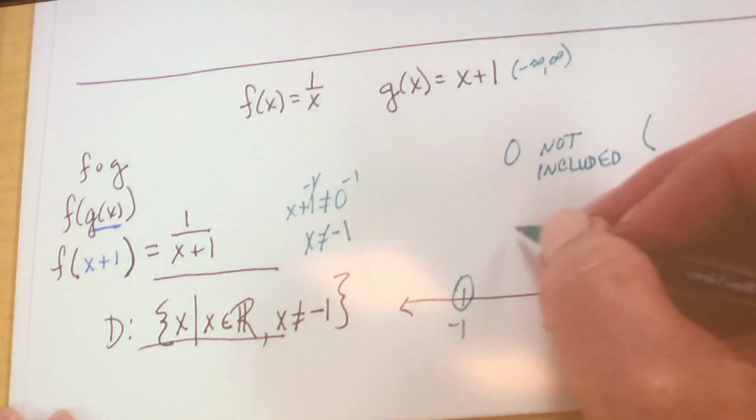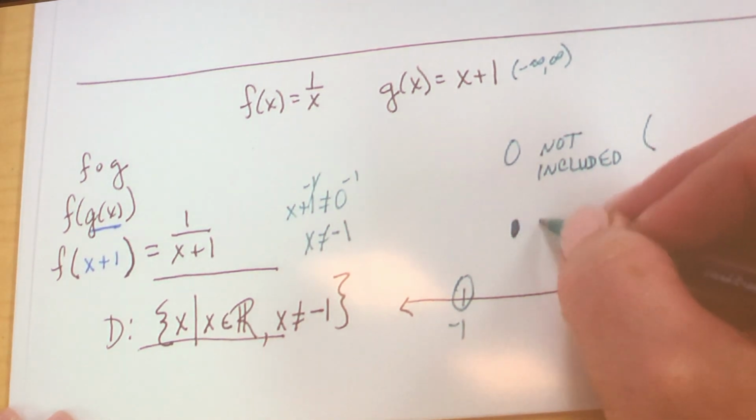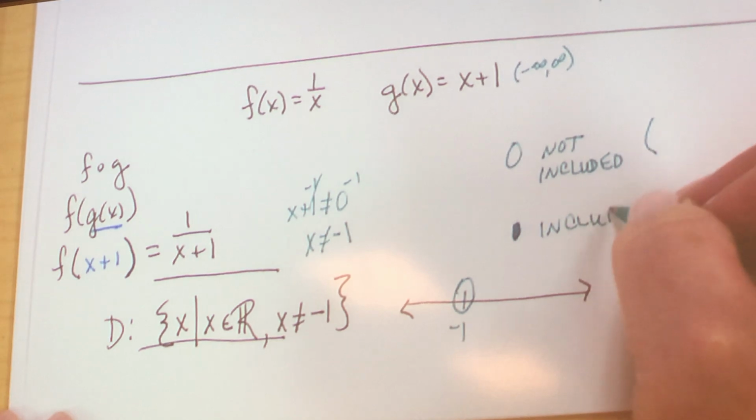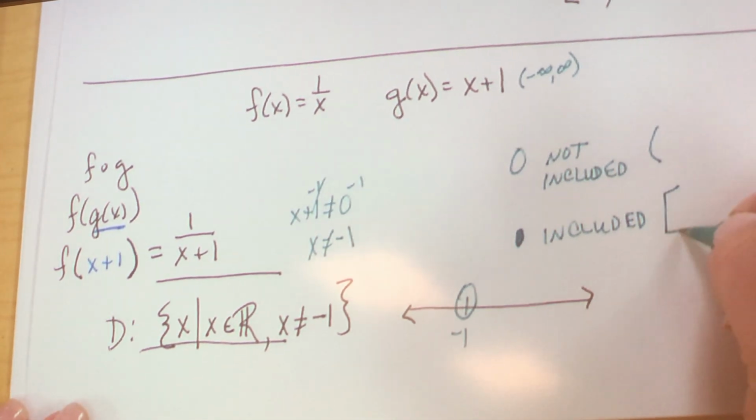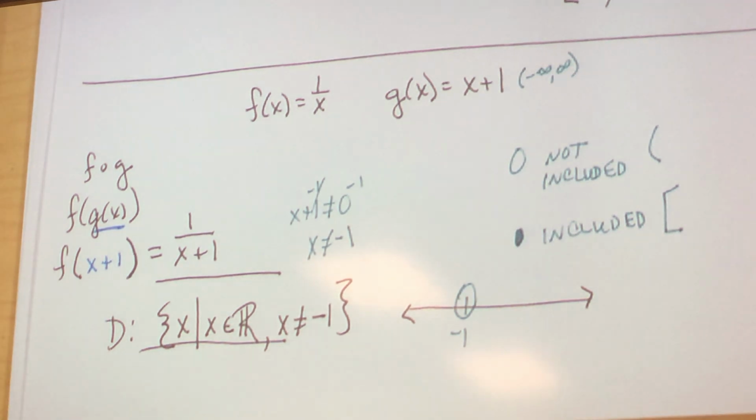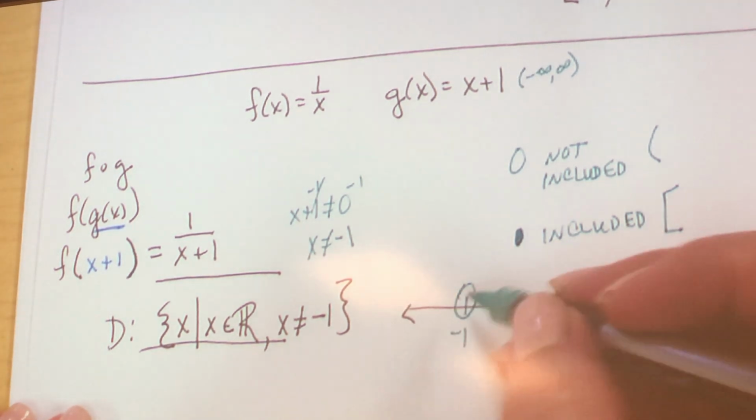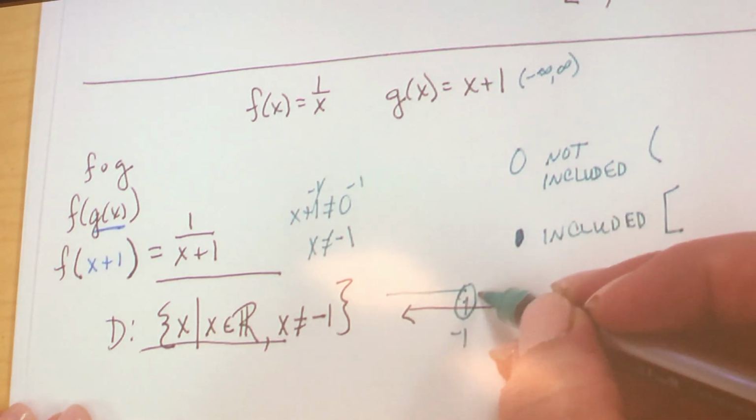All right? A solid circle means included, and that would be a bracket. Okay? Infinities are never included. It's like you can't include something that doesn't ever stop. All right? So I can have anything except negative 1. So this is what he looks like.